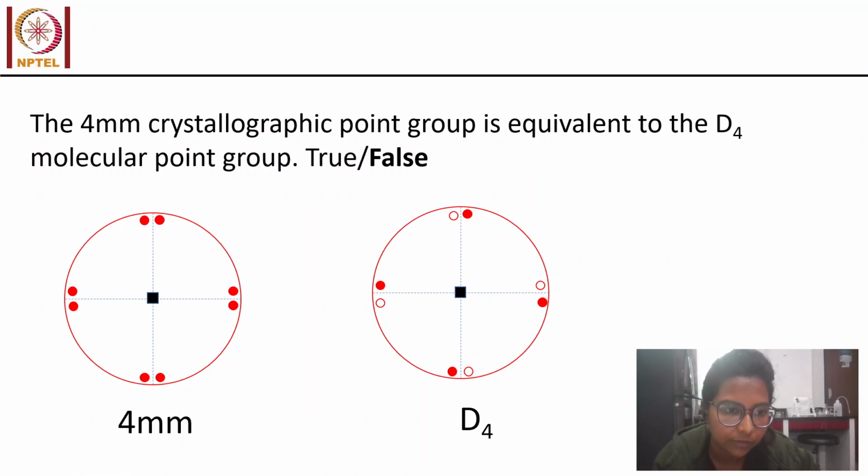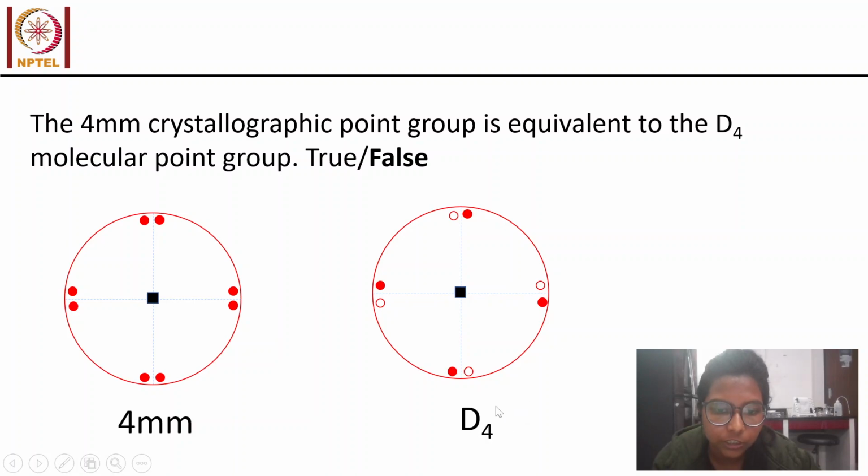But here we have only vertical mirrors. If this is one mirror, this point will be reflected here, this point will be reflected here. Then we have another mirror because there are 2m. If another mirror is like this, this point will come here and this point will come here. This will also come here, but it was already there, so we will not bother about it. So this is the stereographic projection of the 4 mm point group.